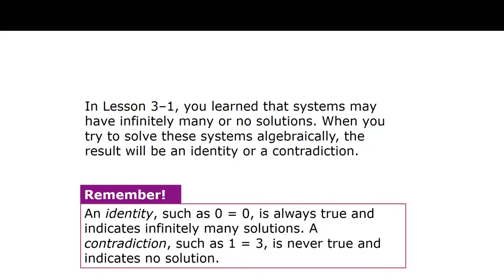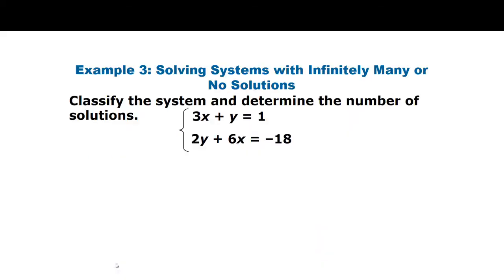All right, in lesson 1, you learned that systems may have infinitely many or no solutions. When you try to solve these systems algebraically, the result will be an identity or a contradiction. So remember, an identity such as 0 equals 0 is always true and indicates infinitely many solutions. All right? A contradiction such as 1 equals 3 is never true and indicates no solution. All right, that's really important to remember. 0 equals 0 means infinitely many solutions. So let's give it a try.